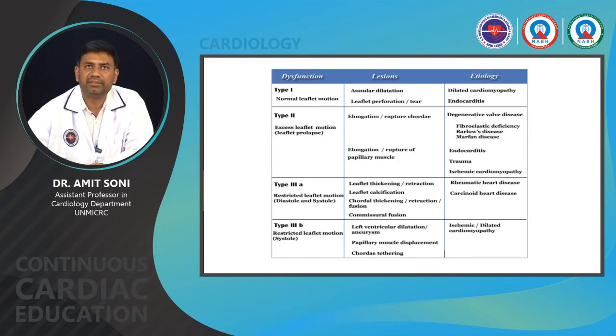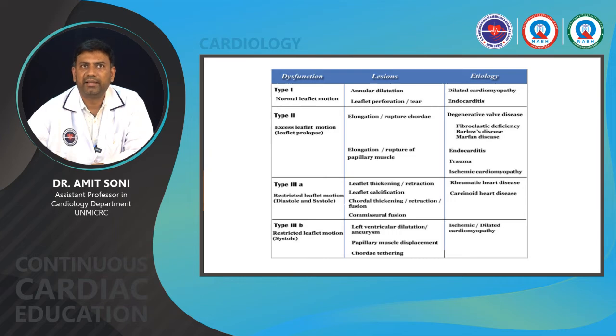So coming to the Carpenter classification, it is most commonly used for assessment and grading of mitral regurgitation: dysfunction, lesions and etiology. Type 1 is normal leaflet motion, and lesions are annular dilatation and leaflet perforation or tear. Etiology is most commonly dilated cardiomyopathy, and maybe endocarditis for the perforation and tear.